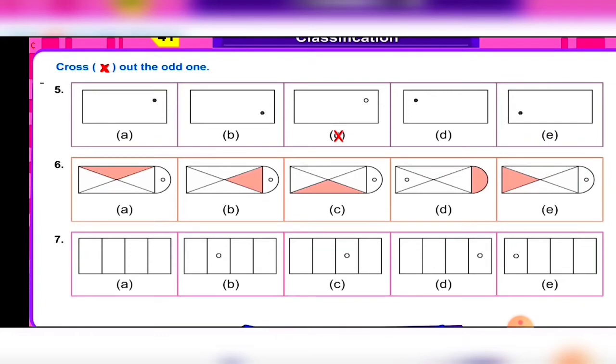Sixth, in this question there is an orange colored field in the box, but in D there is an orange color out of the box, so we have to put cross mark on D. Seventh, in this question there is a dot in each figure, but in A there is no dot, so we have to put cross mark on A.